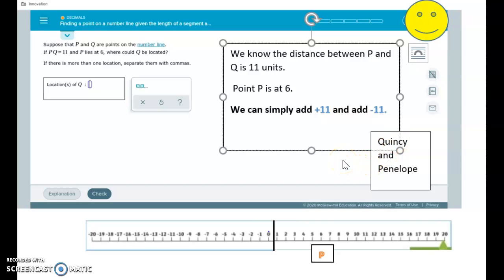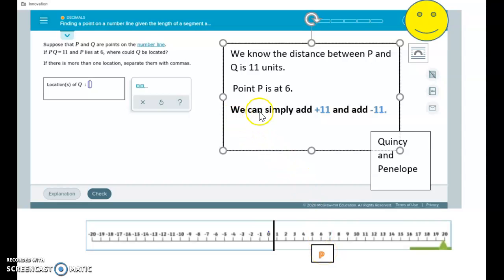There's really an easy way to solve this, but first let's go over what we know. One more time: we know that the distance between P and Q is 11. So Quincy and Penelope are 11 units apart. And then point P is at 6, or Penelope is just standing at number 6 right now.